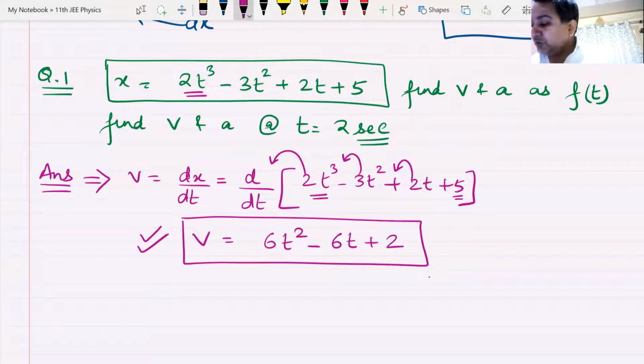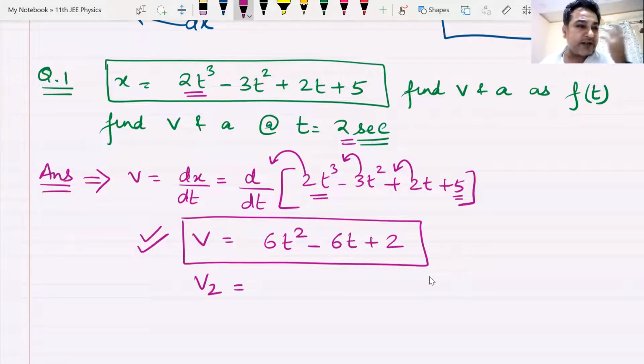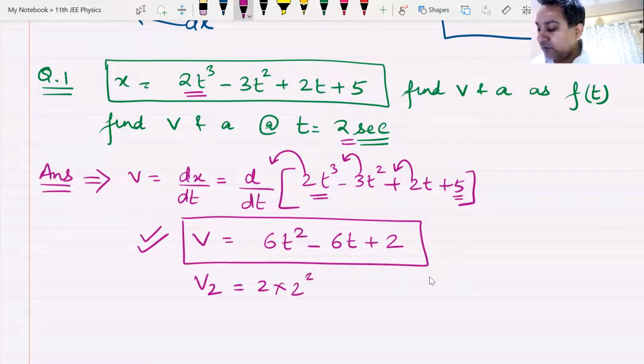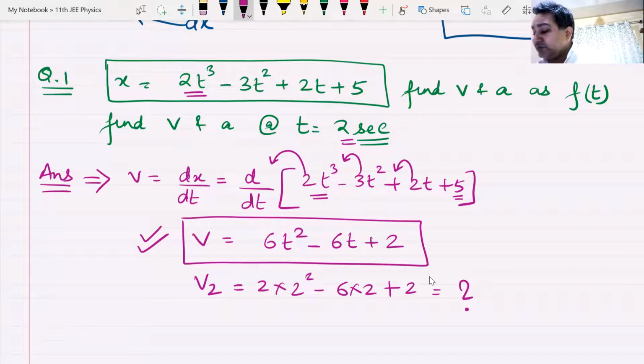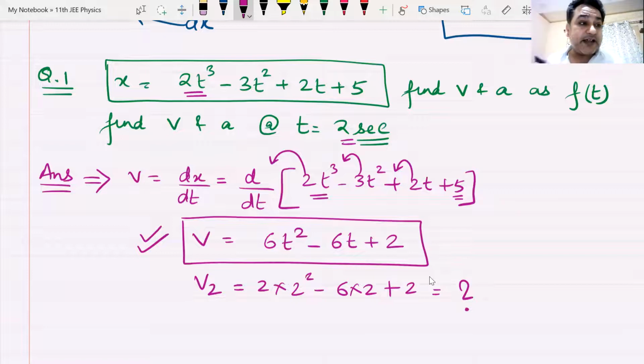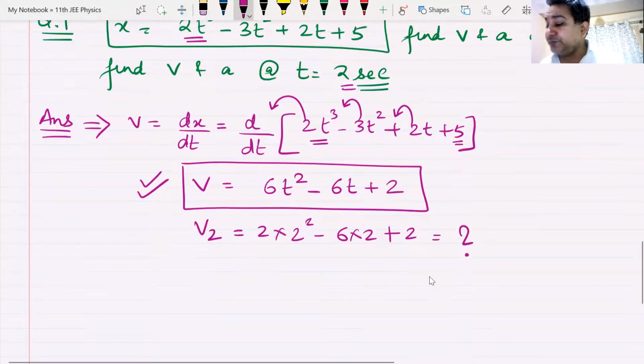Okay, now you can find velocity at 2 seconds. How do I get velocity at 2 seconds? Just put the value of t as 2. So this will come 2 multiplied by 2 square minus 6 multiplied by 2 plus 2. I hope you can get the answer and give me the velocity at 2 seconds. Whatever is your answer would be the correct answer. I leave that for you.